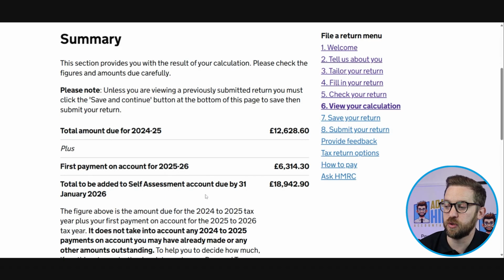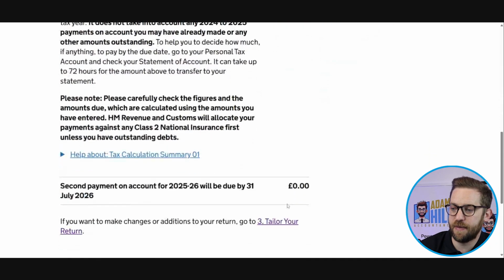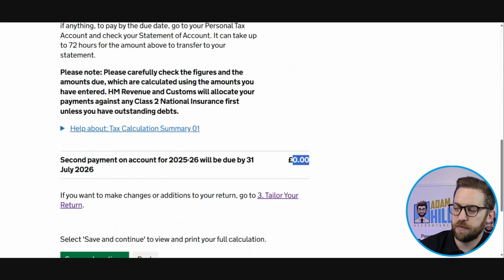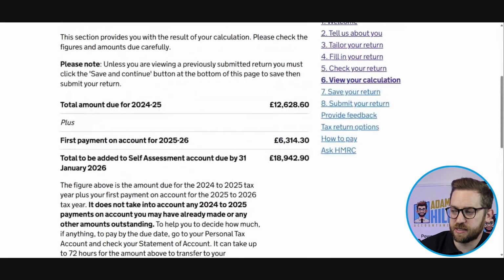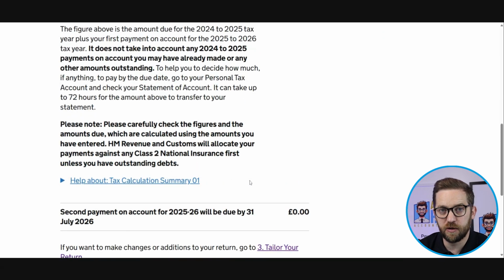So that leaves me with a total liability by the end of January of £18,942.90. And then you would normally make a second payment on account by the end of July. Now mine is showing as 0 here, but you may well find that you've got whatever amount in January and then the same amount again in July. Mine is probably showing as 0 because of MTD. So with these numbers, I would be picked up for MTD filing, and I wouldn't necessarily need to make payments on account because I'd be doing quarterly returns and quarterly payments moving forward.